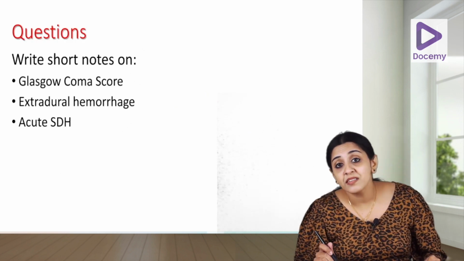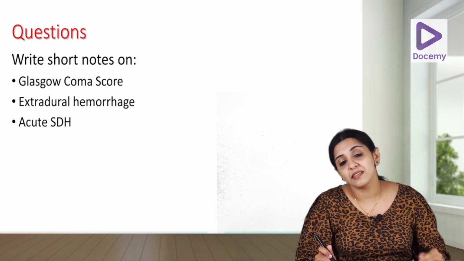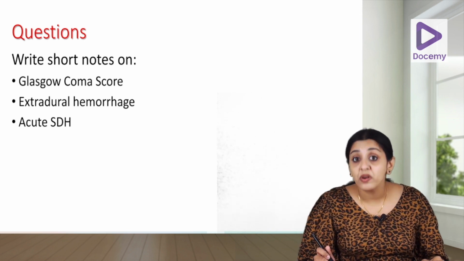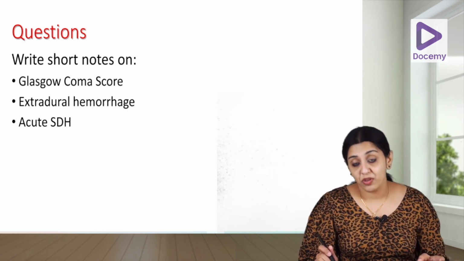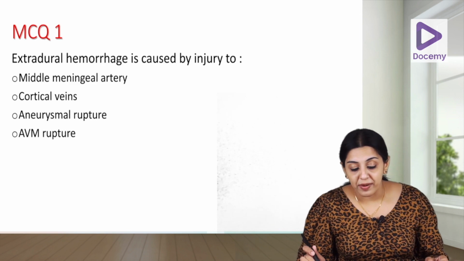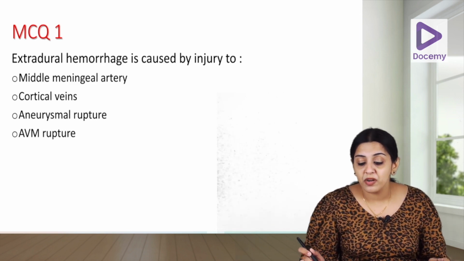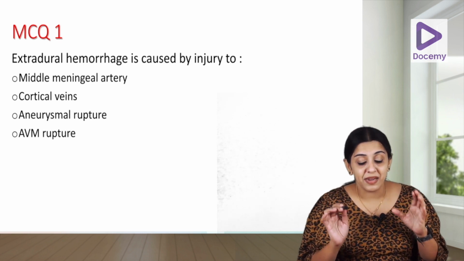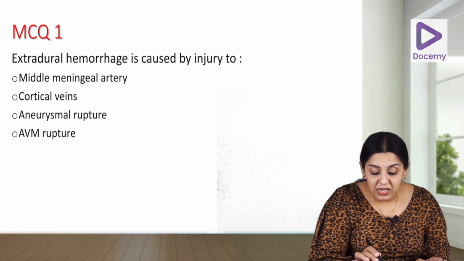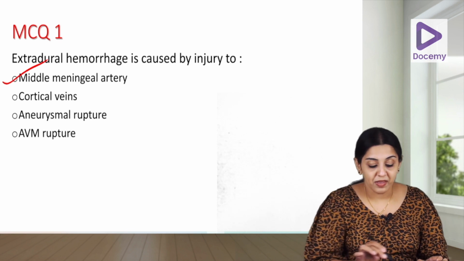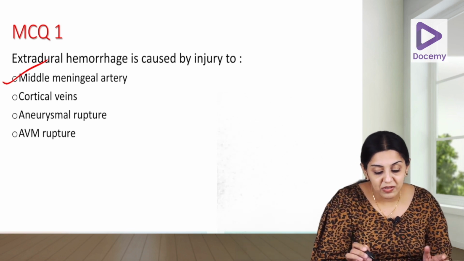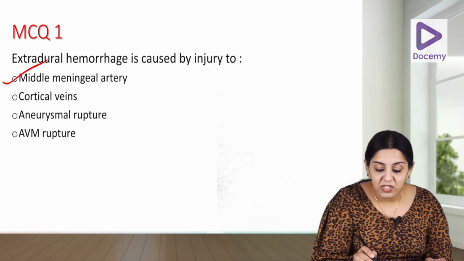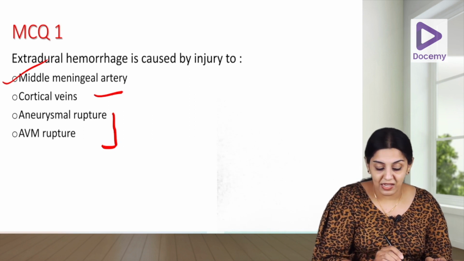So the questions frequently asked in this session are about Glasgow Coma score, extradural hemorrhage as well as acute SDH. MCQ number 1: extradural hemorrhage is caused due to injury to anything related to middle meningeal. Middle meningeal is over here, so this is the answer. The rest of those do not have middle meningeal. These two are SAH, this is SDH.